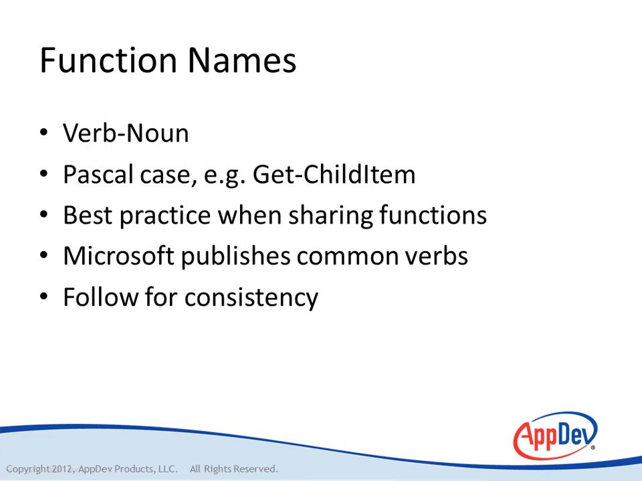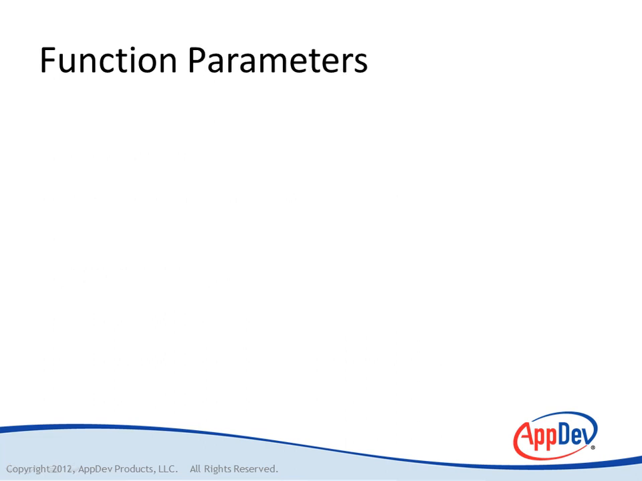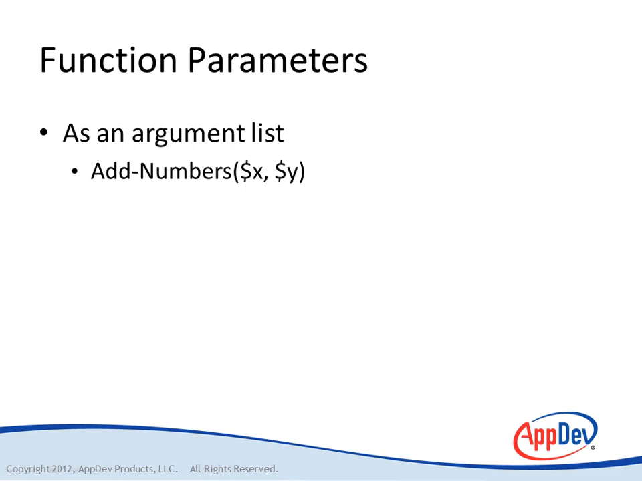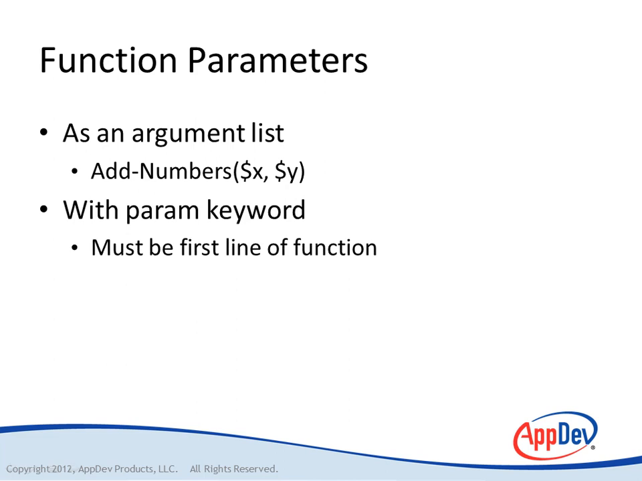Now functions take parameters. And there are a couple of ways that you can add parameters to the function. The first way is as an argument list. So the declaration, and inside the parens, just a set of variables separated by commas. But you can also use the param keyword, and if you use the param keyword, this has to be the first line of the function.